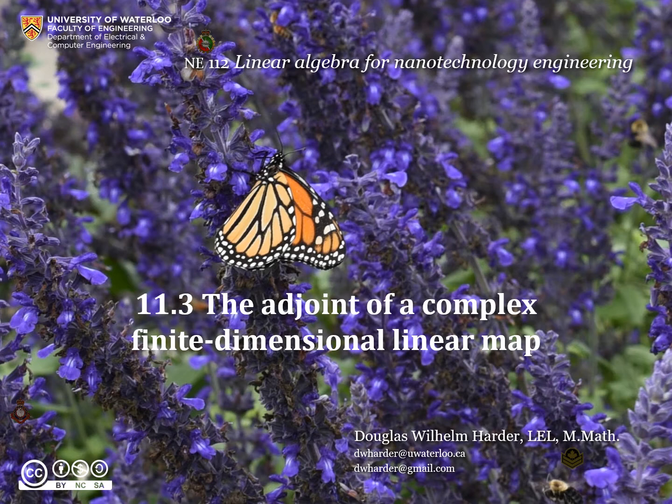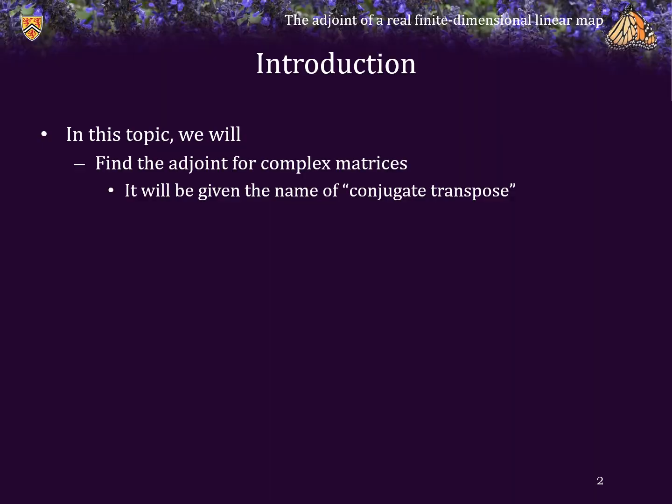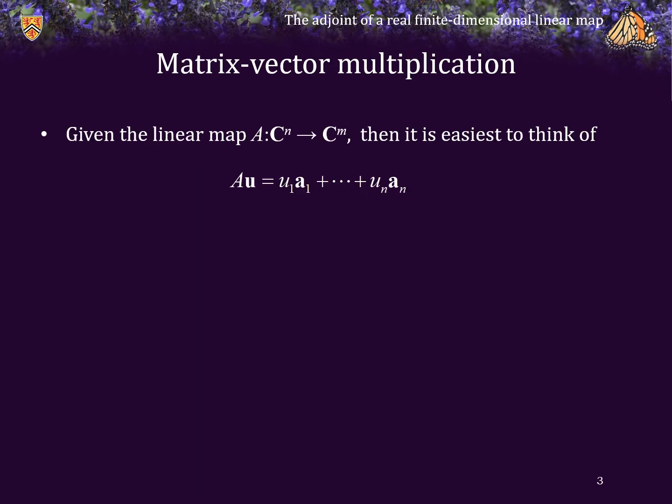we're going to look at the adjoint of a complex finite dimensional linear map. So in this topic we will find the adjoint for complex finite dimensional linear maps or complex matrices, and it will be given the name the conjugate transpose.